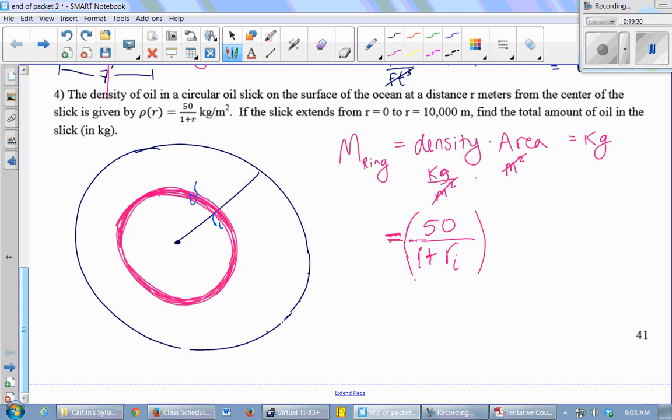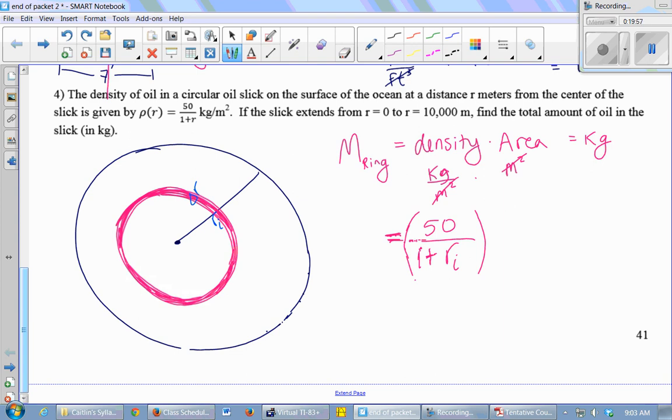Pi r sub i. Oh, okay, so find the area of the outer circle and subtract the area of the inner circle. You could, but it gets very messy. Yeah, it gets very messy. We're going to do something a little bit trickier, a little slicker, if you will.